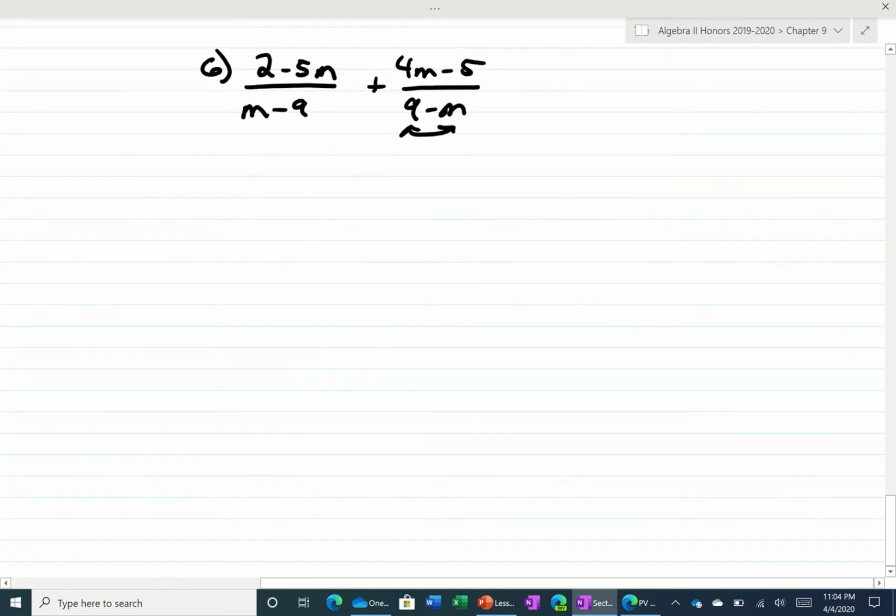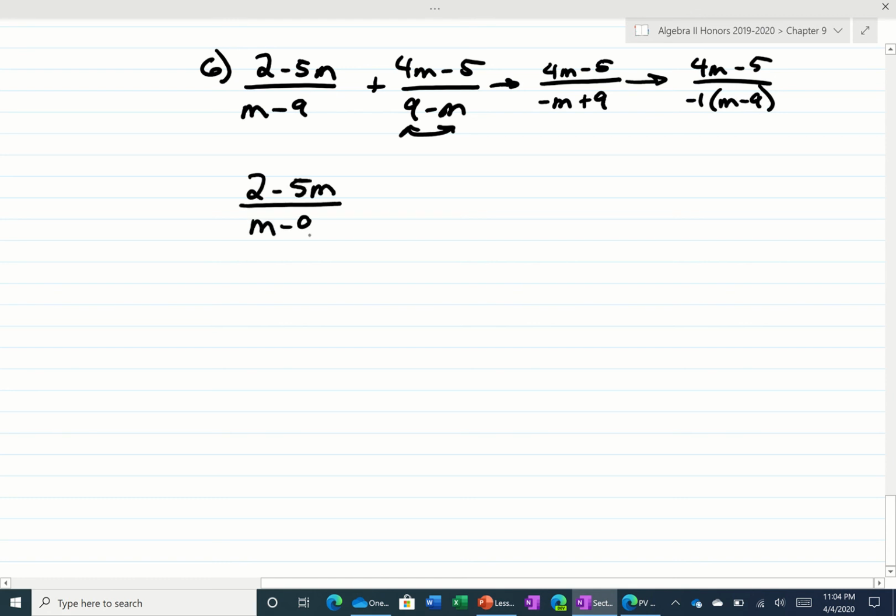For number 6, I know 9 minus m and m minus 9 are similar. If I factor out a -1 from this, let's see here. I'm going to write this 4m minus 5, but I'm going to have -m plus 9. And if I take out a -1 from the bottom, it's m minus 9. So this is what I'm looking at. 2 minus 5m over m minus 9 plus 4m minus 5 over -1 times m minus 9.